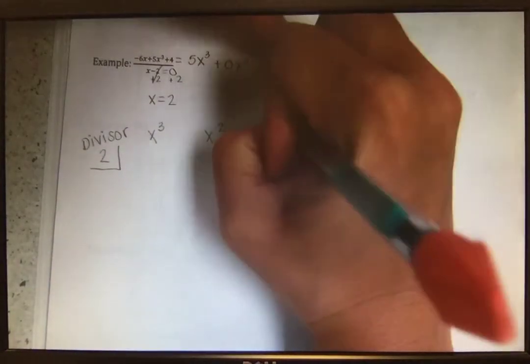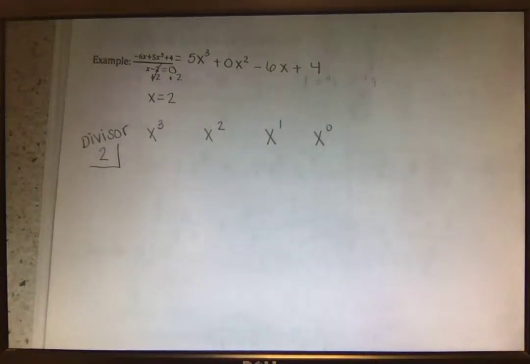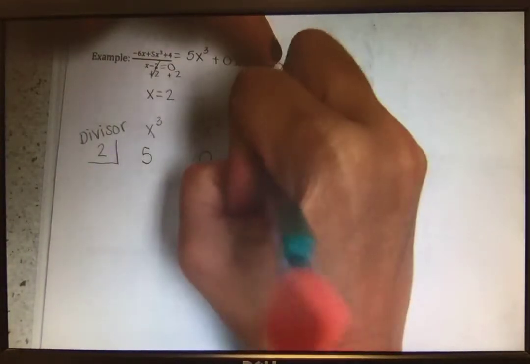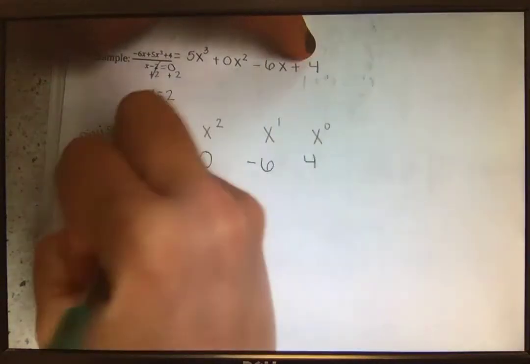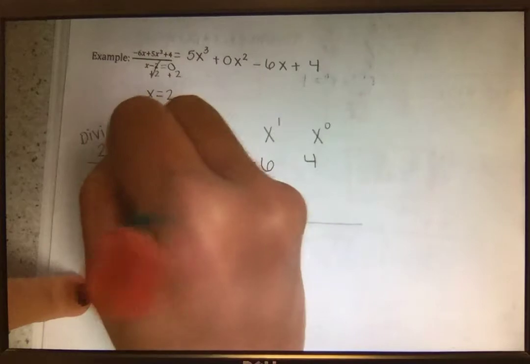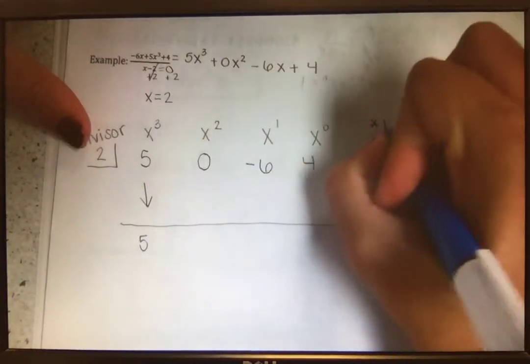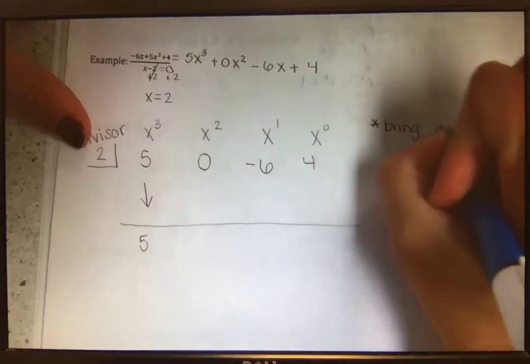So that's going to be the number that goes into my little box as my divisor. So we're starting off with x cubed, in descending order x squared, x to the first, and then x to the 0 power, which is my constant with no x's. So I have 5x cubed, 0x squared, -6x, and then +4. So we have it set up. Remember, we're going to multiply up, add down. Before we do that, I need to start somewhere. So I want to bring down this first number, bringing down the 5.